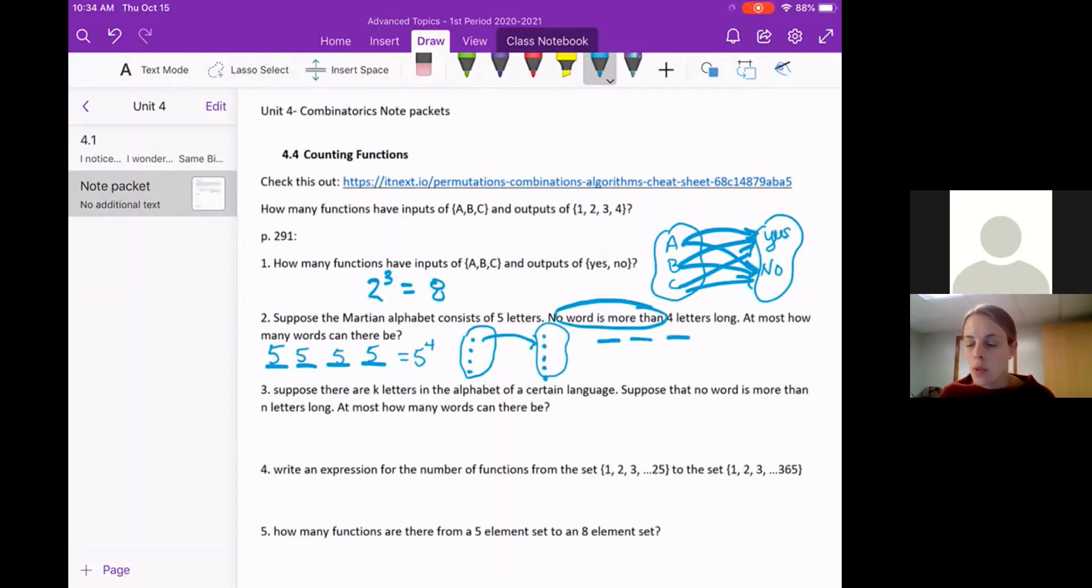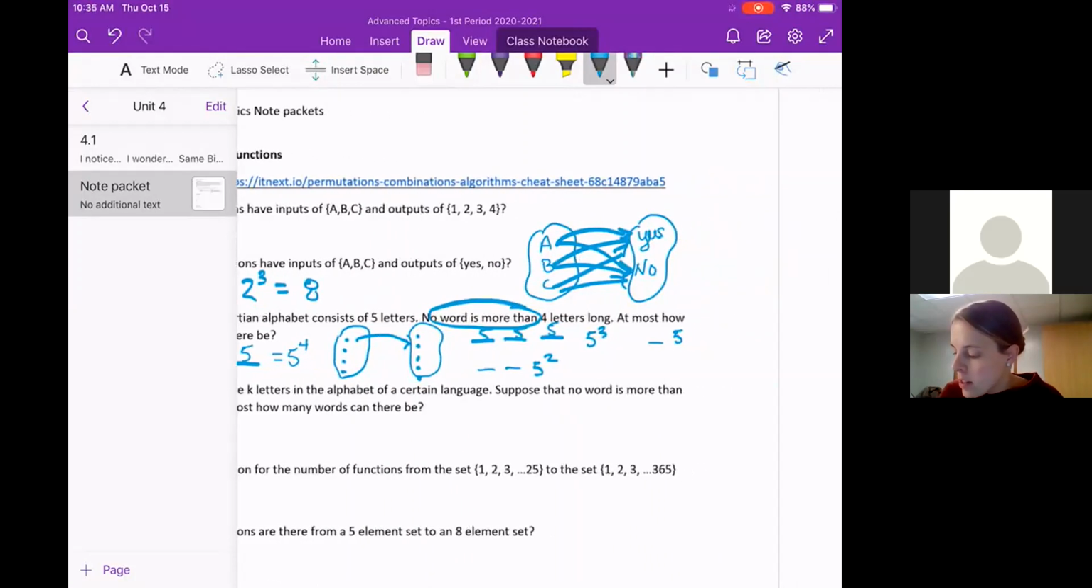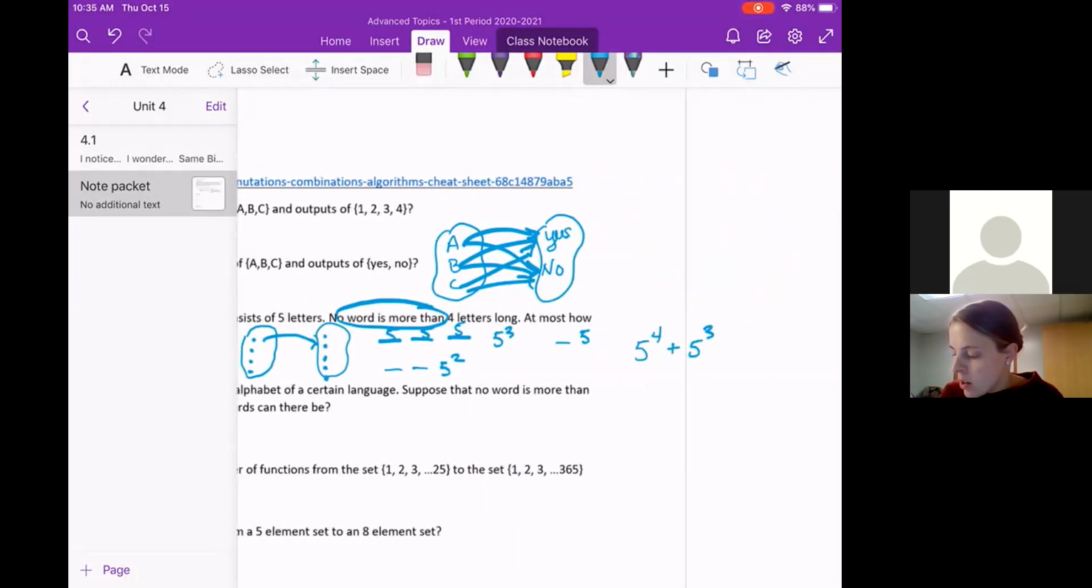So if you had a word that was 3 letters long, you would get 5 to the third. So you'd have 5 choices here, 5 choices here, and 5 choices here. If you had a word that was 2 letters long, you would have 5 squared. And if you had a word that was 1 letter long, you would just have 5, or 5 to the first. So we could either have 4 letters, or 3 letters, or 2 letters, or 1. When you hear the word or in mathematics, you want to think add. So we could either have 4 letters, or 3 letters long, or 2 letters long, or 1 letter long.